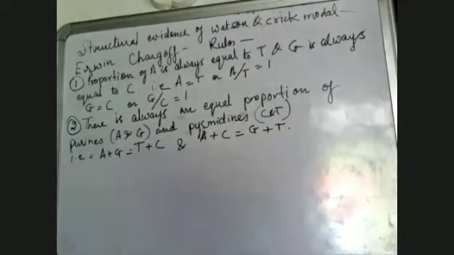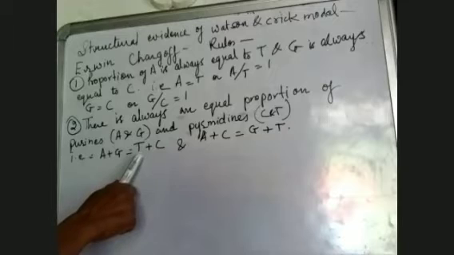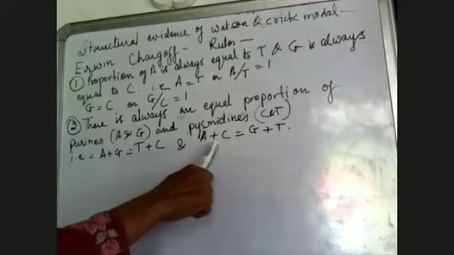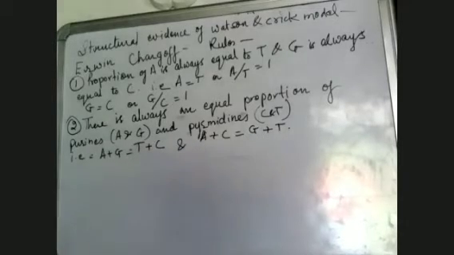These all are bases. Adenine plus guanine is equal to thymine plus cytosine. Adenine plus cytosine plus guanine plus thymine. So these two rules were given by Erwin Chargaff, and you get questions based on this.